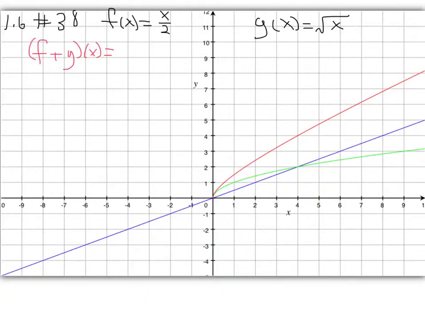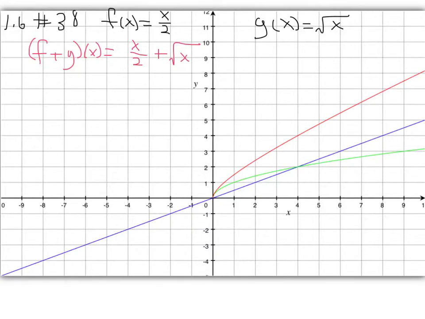Now first off, when we're adding these functions, it's about as nice as it gets, right? We just take our first function, our x over 2, and add it to our function, square root of x. The graph of this thing is in red. The graph of x over 2 is in blue. That's a linear with a slope of a half. And our square root is in green. G for green.